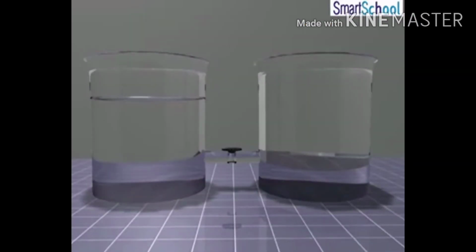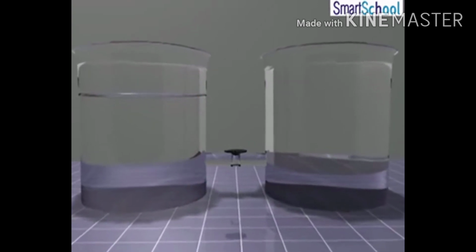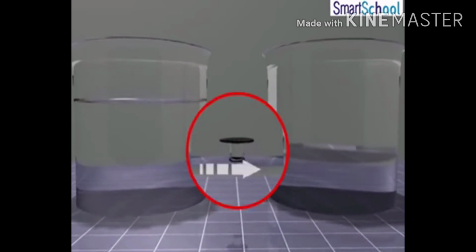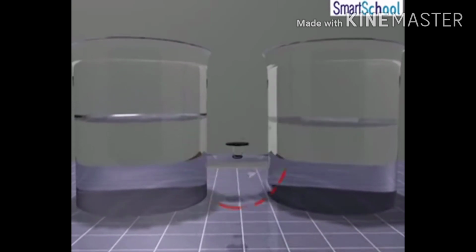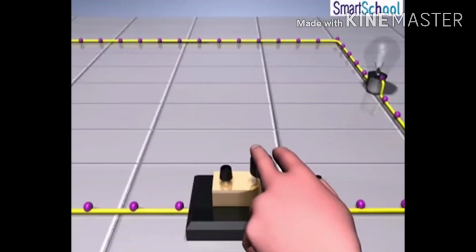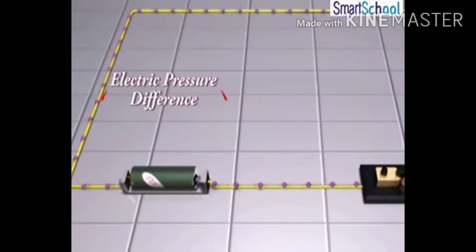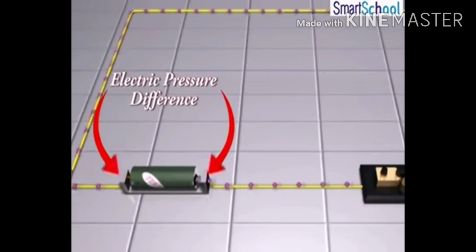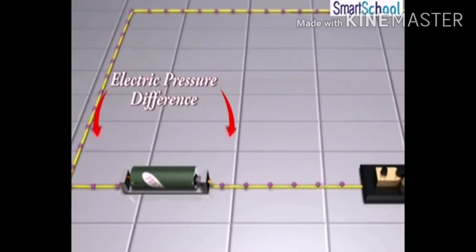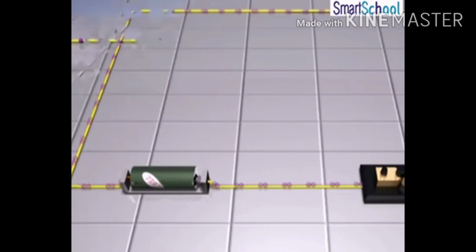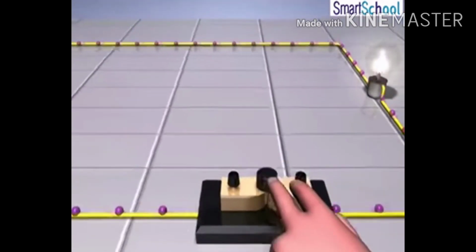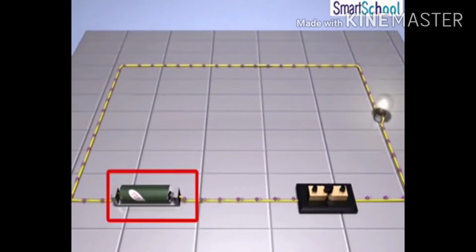Now let us learn about the electric potential. There are two beakers connected by a tube, and you can see the water is at different levels. When you open the tube, the water level changes and becomes the same. Similarly, when the electrons move in the conducting wires, there is a difference in the electric pressure, and this difference in the electric pressure is known as the potential difference. And this potential difference will be provided by the cell.